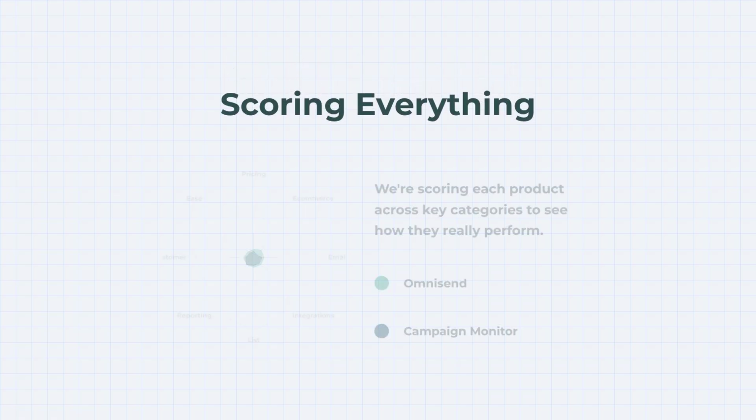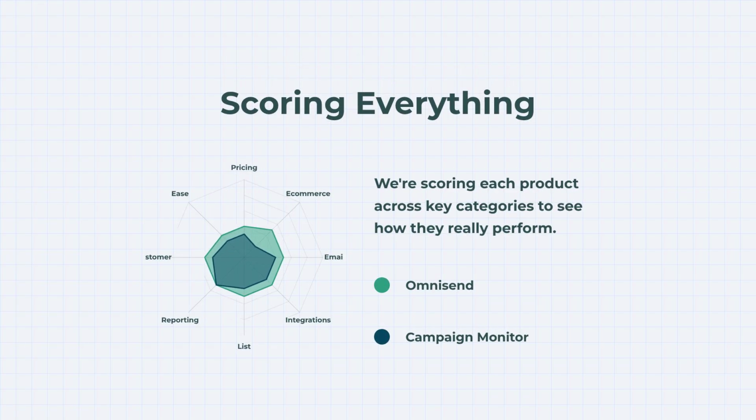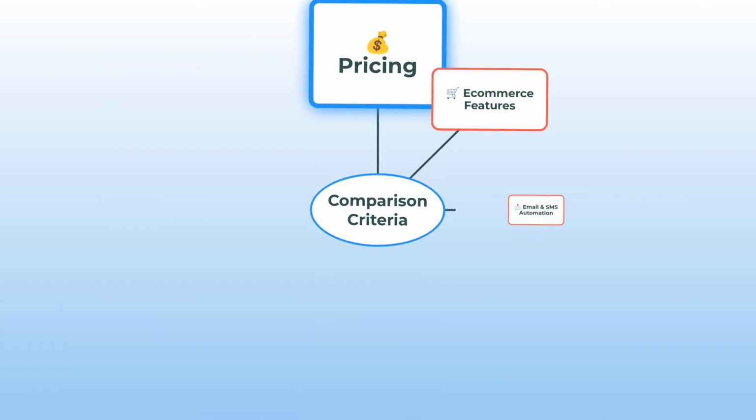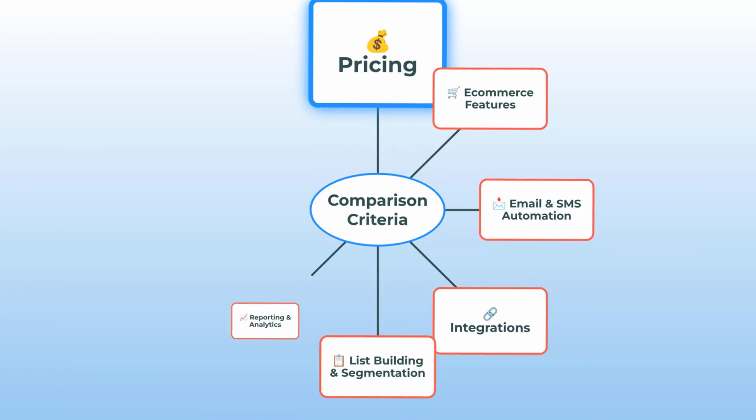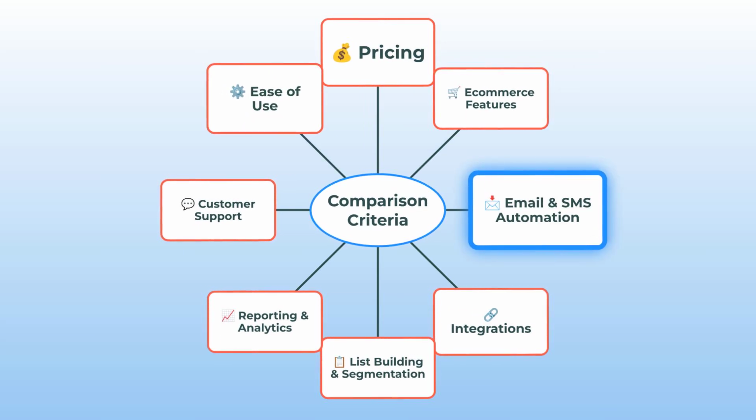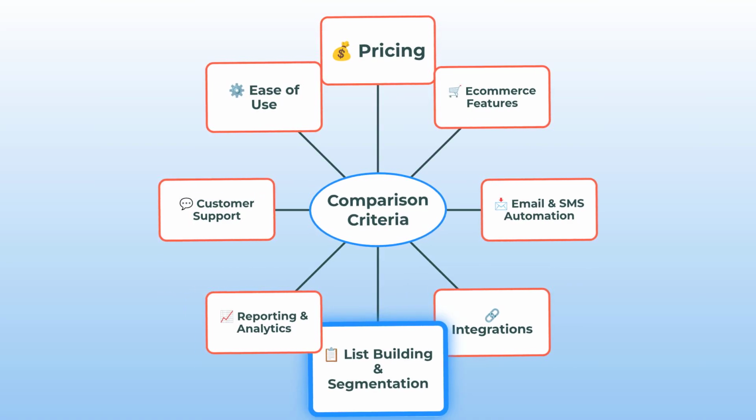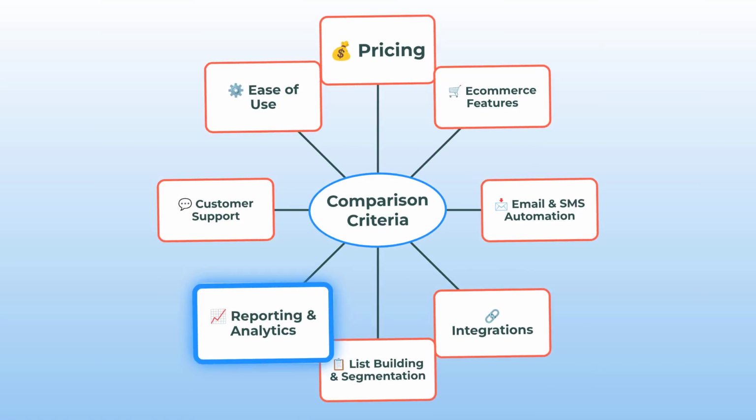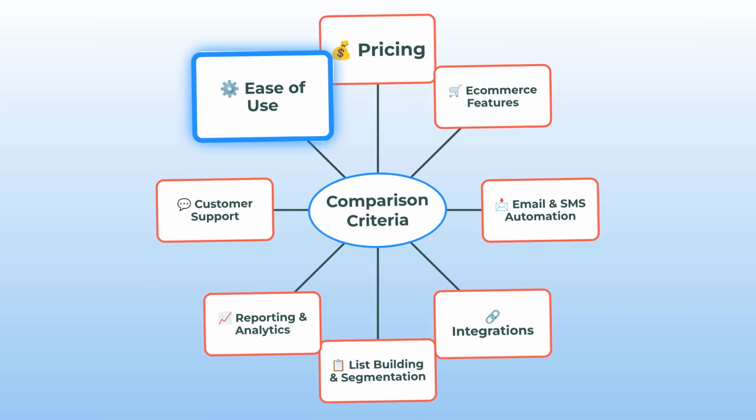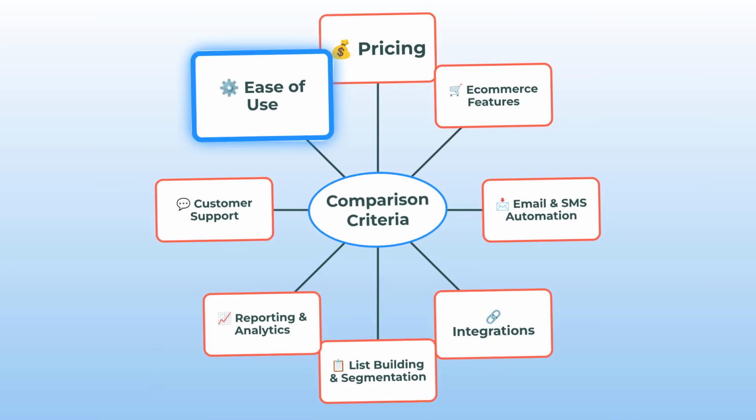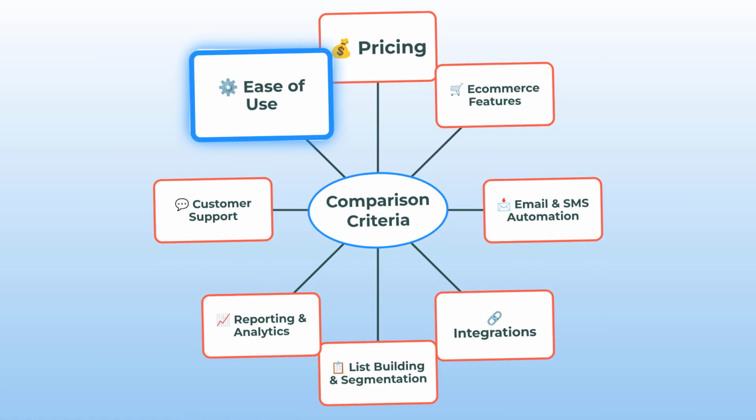Each category gets scored, so you'll know exactly who comes out on top by the end. The result in 2025 might just surprise you. All right, here's what I'm comparing today. Pricing, because money matters. E-commerce features, email and SMS automation, integrations, list building and segmentation, reporting and analytics, customer support, and, of course, overall ease of use. If you're trying to choose between these two, these categories should cover pretty much everything.